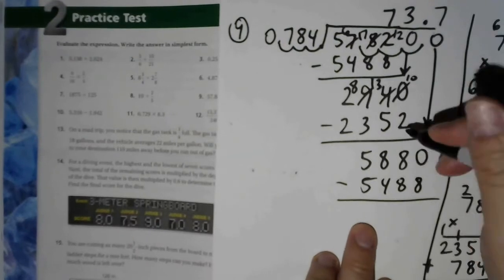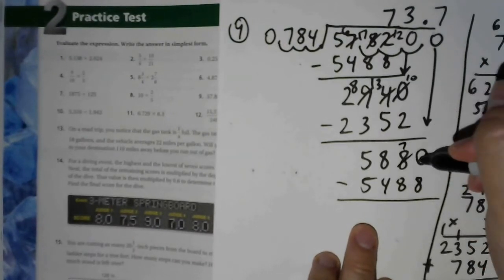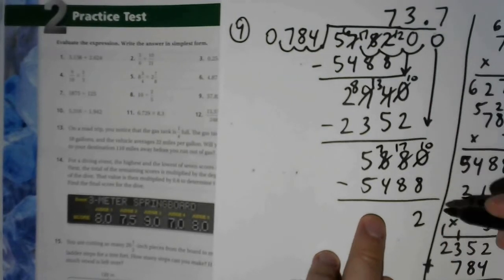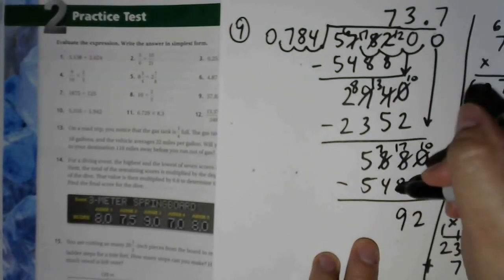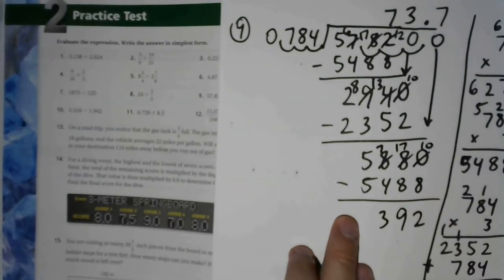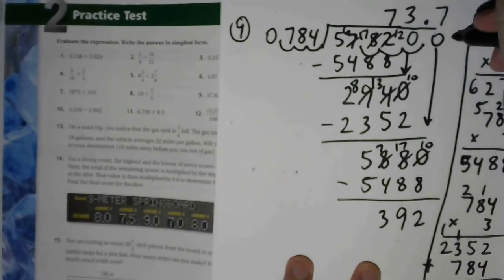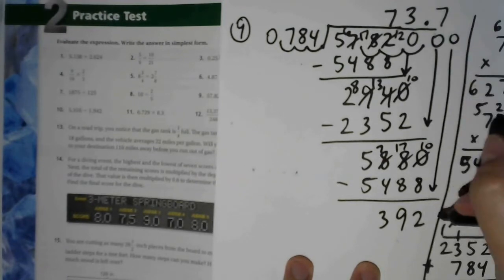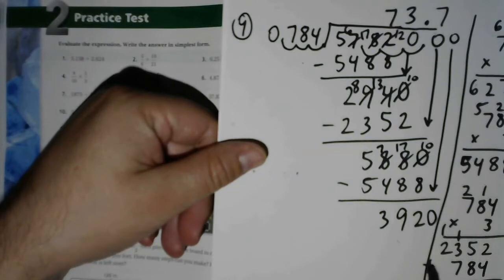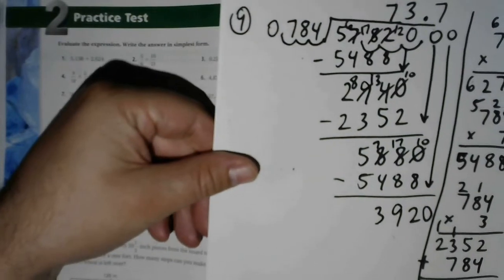All right, so let's subtract. This becomes a 7. This becomes a 10. 10 minus 8 is 2. I've got to borrow again. 17 minus 8 is 9. 7 minus 4 is 3. 5 minus 5 is nothing. Got to add a 0 and bring it down. Remember, we keep on going in decimal land until we get a 0. Now I'm looking for 3920. Let's check this out here.